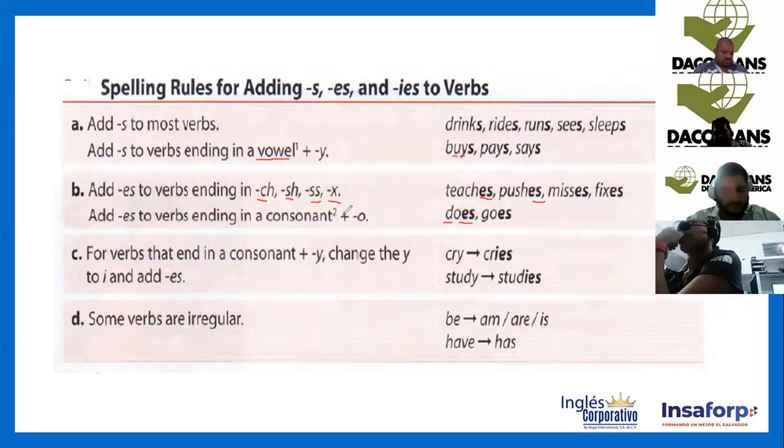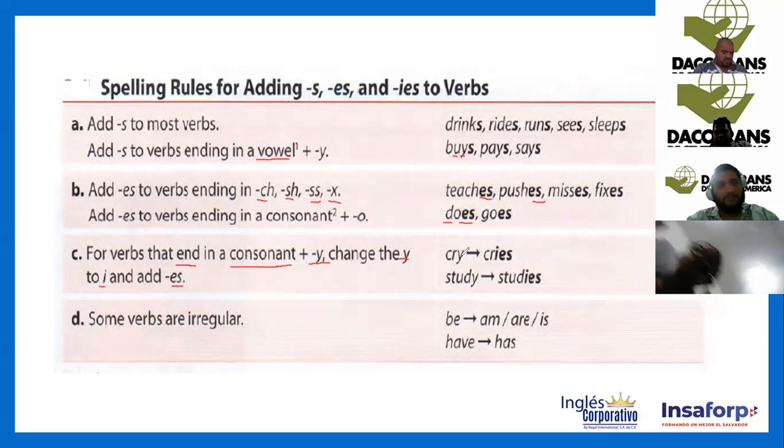Okay, perfect. Let's continue. If we have a verb, si tenemos un verbo que termina en una consonante más la Y, vamos a cambiarle la Y por el IES. IES. Por ejemplo, este verbo termina en una consonante, right? R más la Y, entonces cambiaría la Y por la IES. Tenemos el mismo example, study, studies.